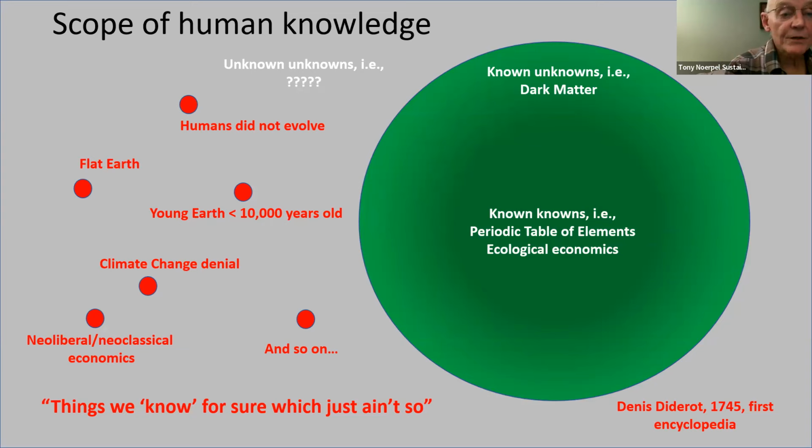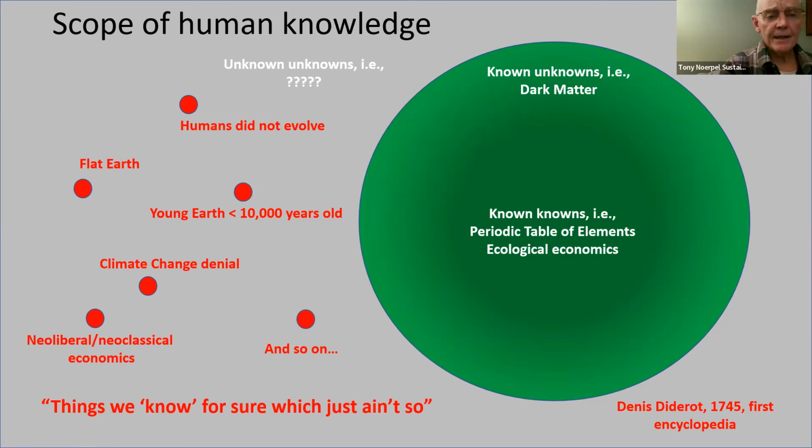Then Rumsfeld talks about unknown unknowns, and that's all this gray area. I can't give you an example today of an unknown unknown, because if I could, it would move into the known unknown category. But if you go back to Diderot's time, he didn't know anything about MRI machines, X-rays, electricity wasn't known then. They didn't have a word for energy or entropy. And so there was an enormous number of things that are today known knowns or known unknowns that were unknown unknowns in his day.